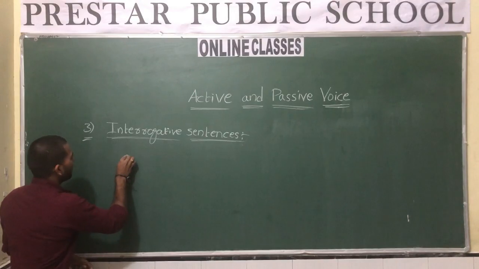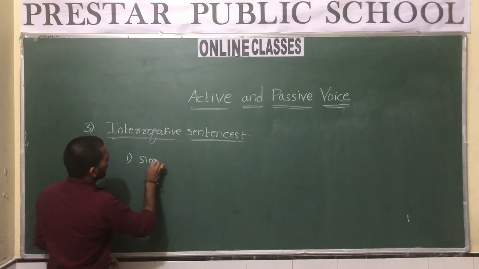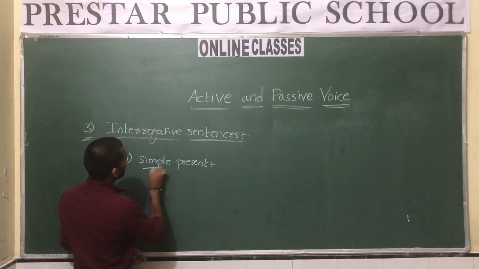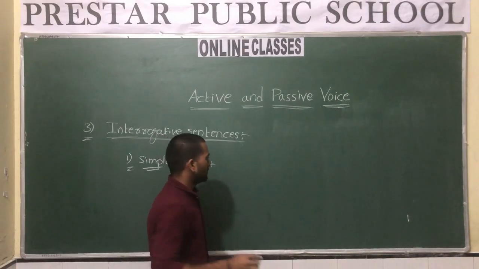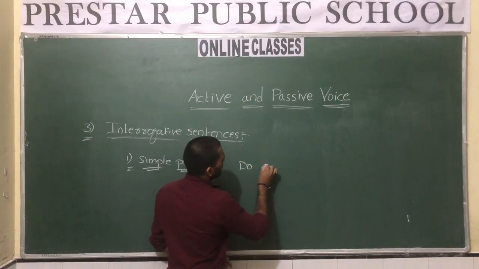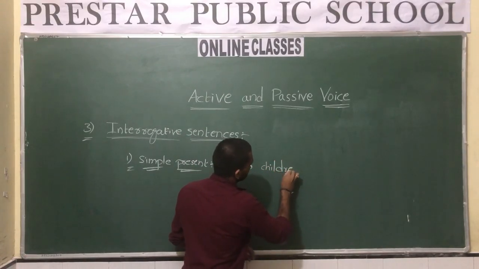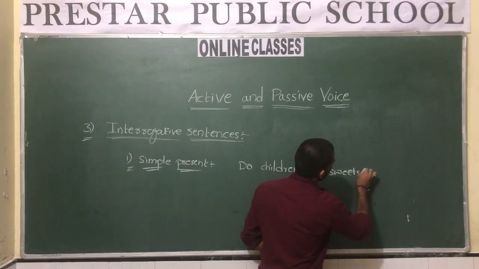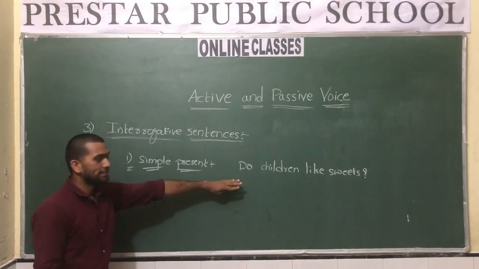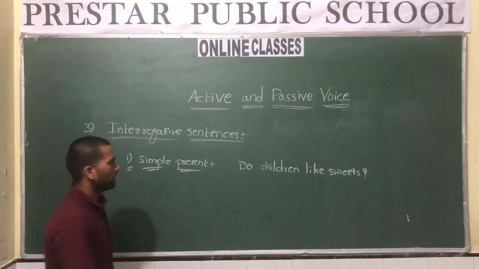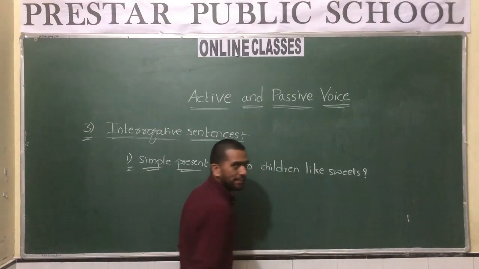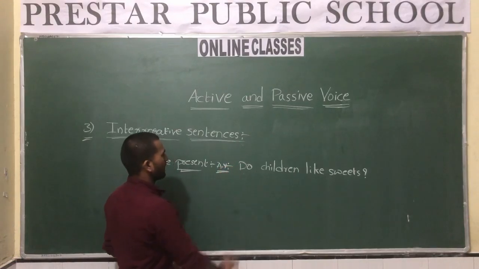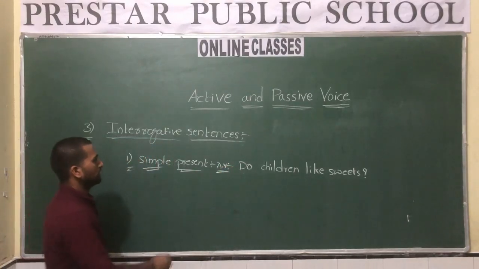For example, if we consider a simple present tense sentence which is interrogative, do children like sweets? This is an interrogative sentence and it is in the form of simple present. Yes sir, do children like sweets? So how to convert the given active voice sentence into passive voice?